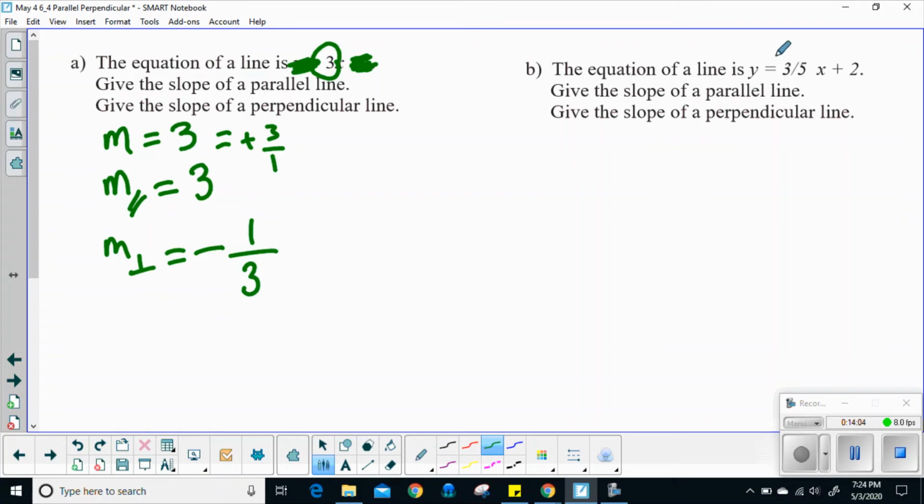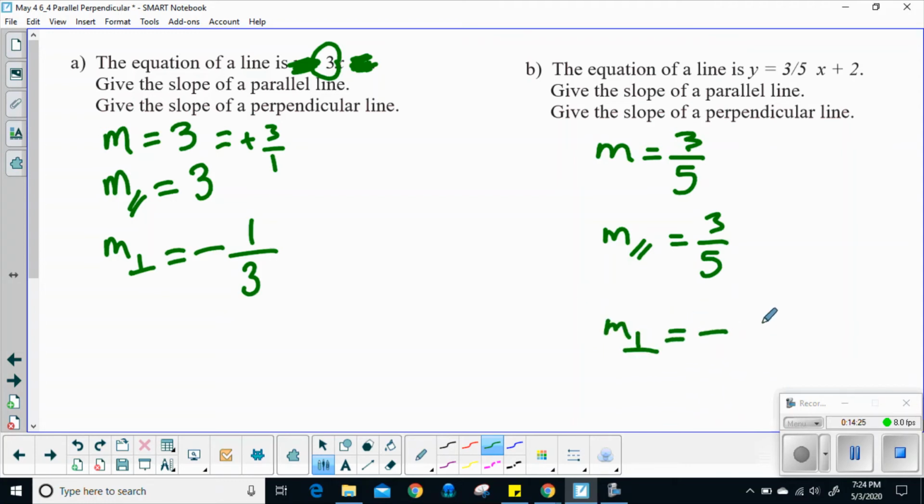Let's look at this one. So here I have y equals 3 over 5 x plus 2. So again, the only thing we care about is that number that's attached to the x. And this time it is a fraction already. So the slope of a parallel line is going to be the exact same numbers. And the slope of a perpendicular line is going to be negative, flip your fraction, 5 over 3.